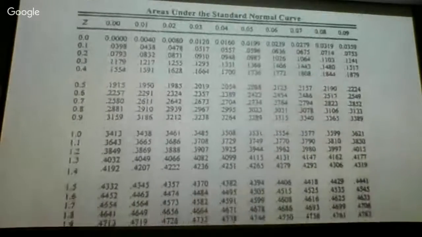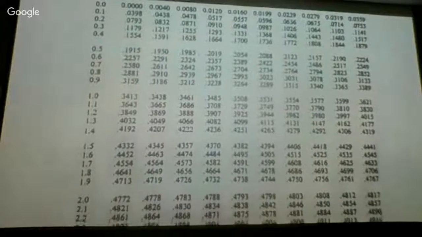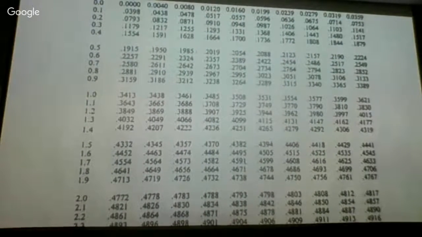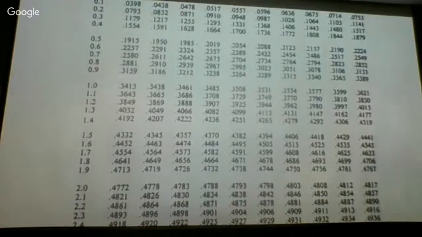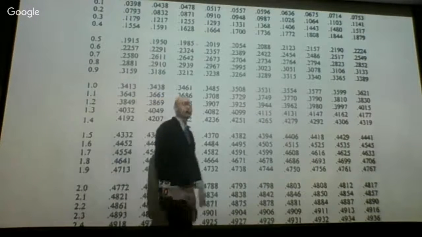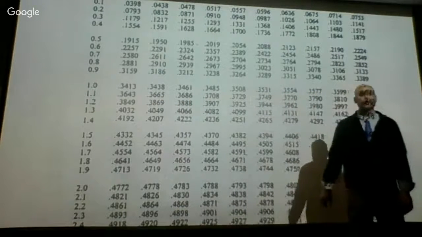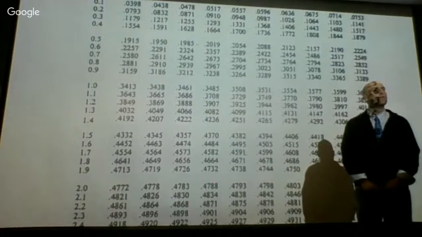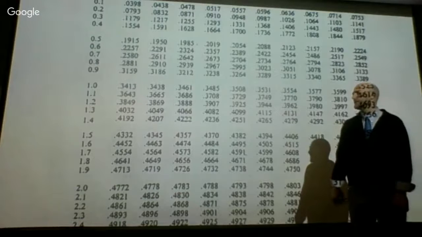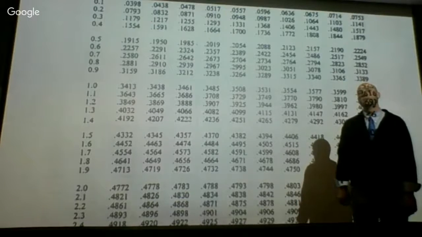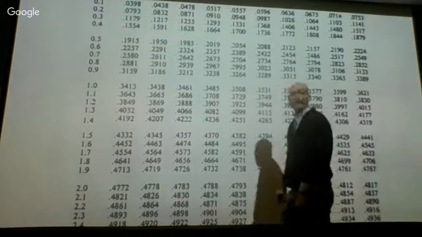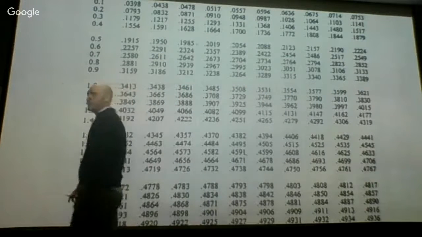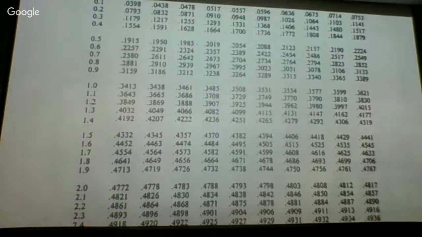Somewhere in this table, we've got to find an area of 0.4900. I don't see 0.4900 on this table. I give up. Table's broken. Math's hard, etc., etc. What do I do instead? What do I do instead? Carrie, can you tell me what I do here?